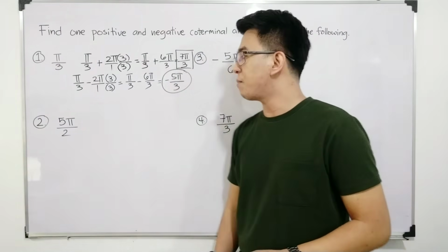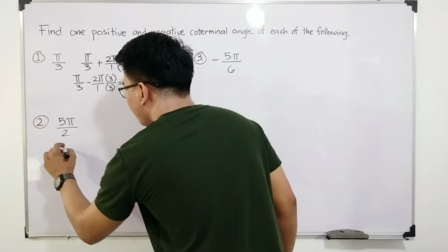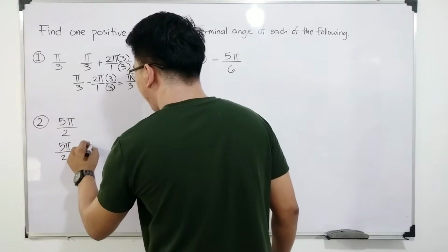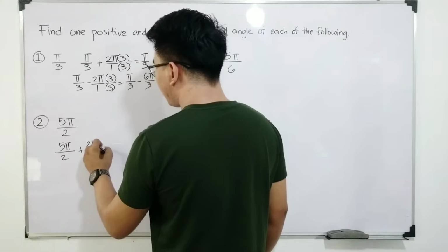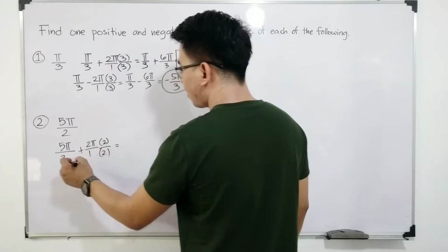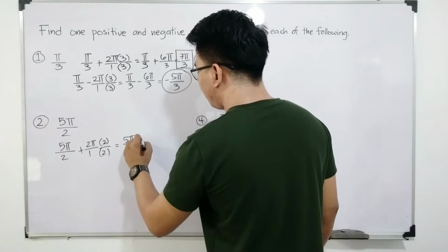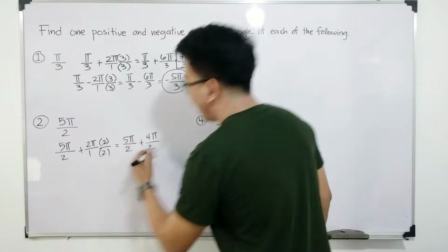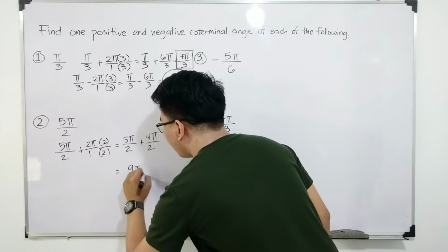Now let's continue with item number 2. We are given 5 pi over 2. So first step natin is to add 2 pi, 5 pi over 2 plus 2 pi. So since yung denominator natin is 2, we will multiply the whole equation by 2 over 2. And this will give us 5 pi over 2. 2 times 2, that is plus 4 pi over 2. And as you can see guys, we can add them. This is equivalent to 9 pi over 2.